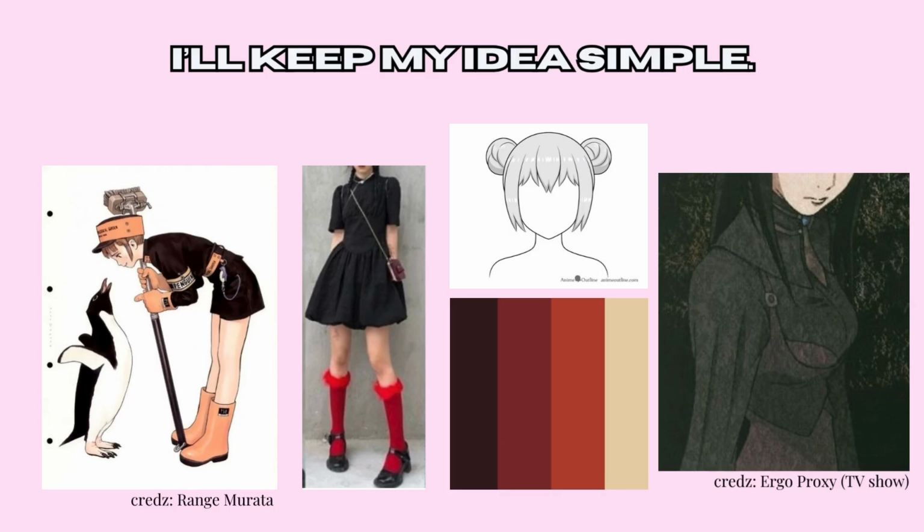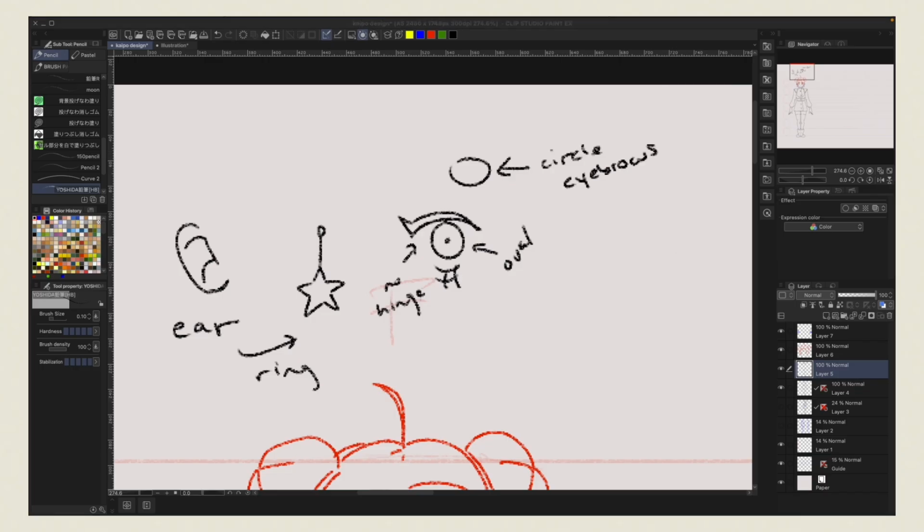This is what I've decided here. I got that picture made by Murata, and then I got the buns, and I got the Ergo Proxy bra hold up thing that I want for my character. I'm keeping it all simple.